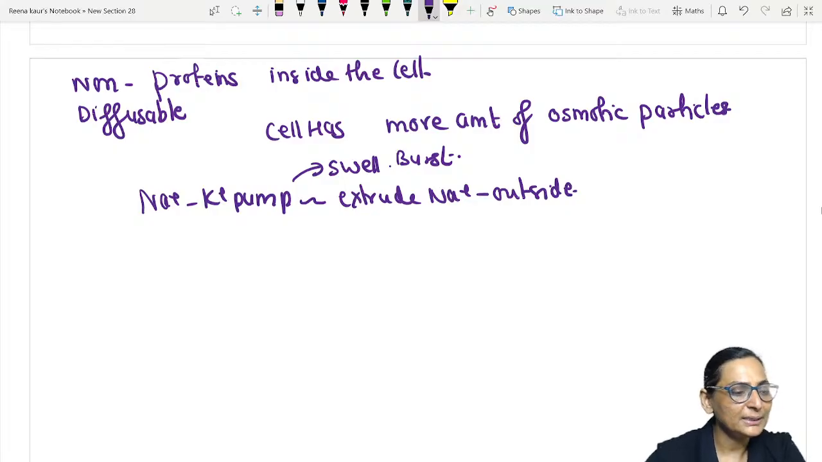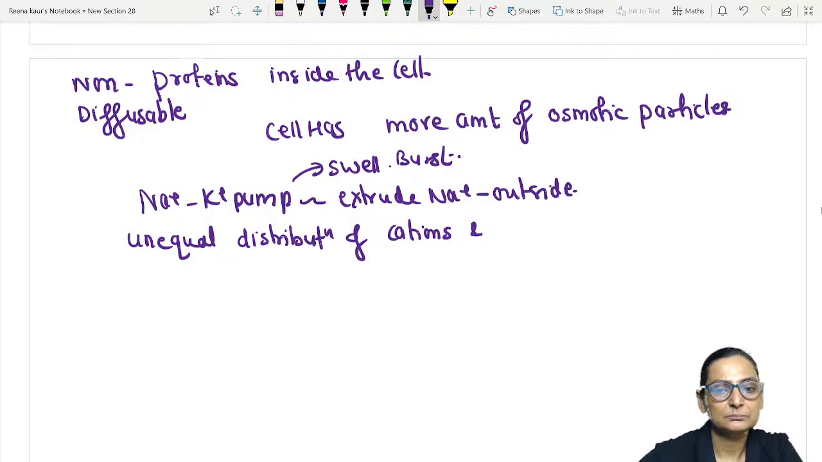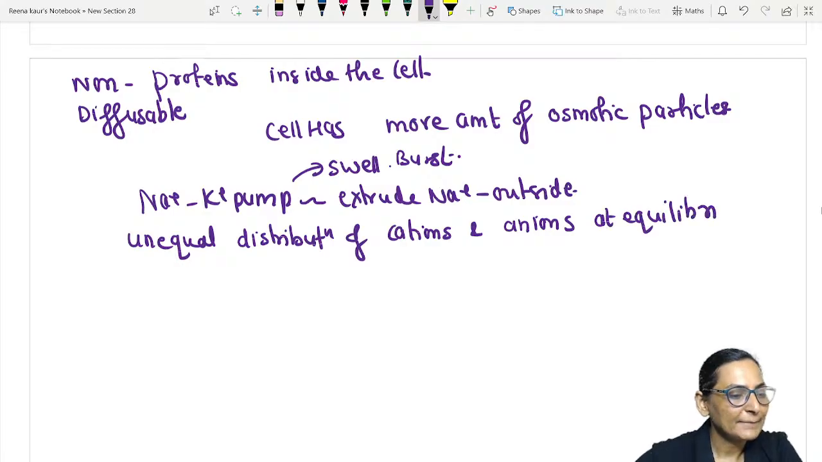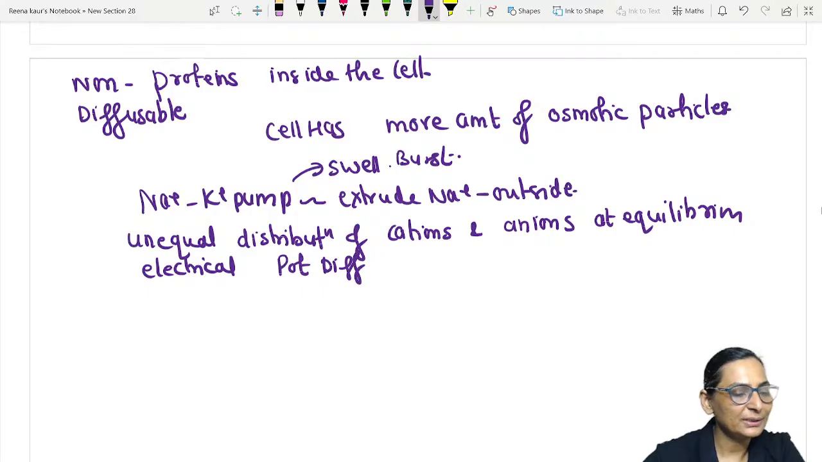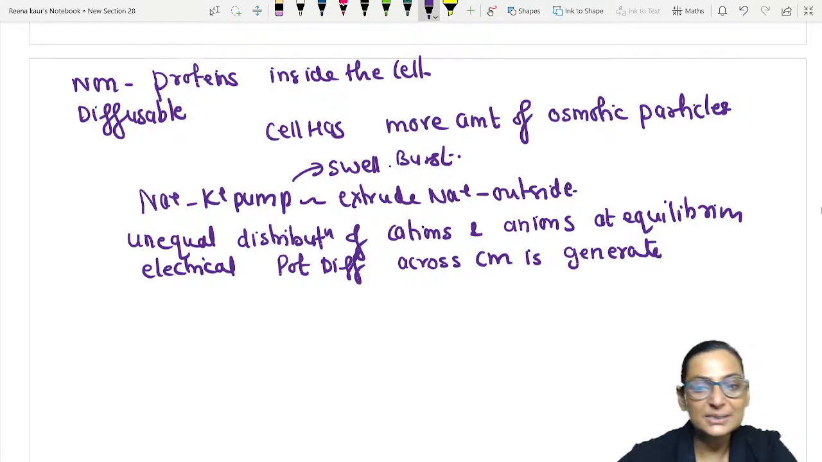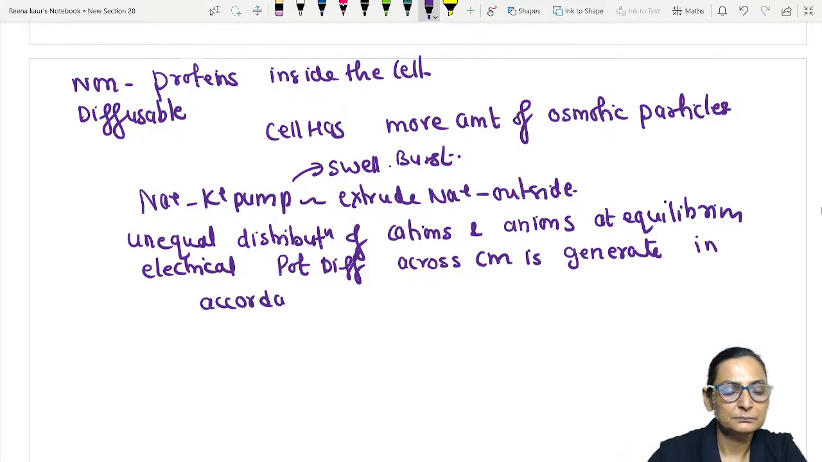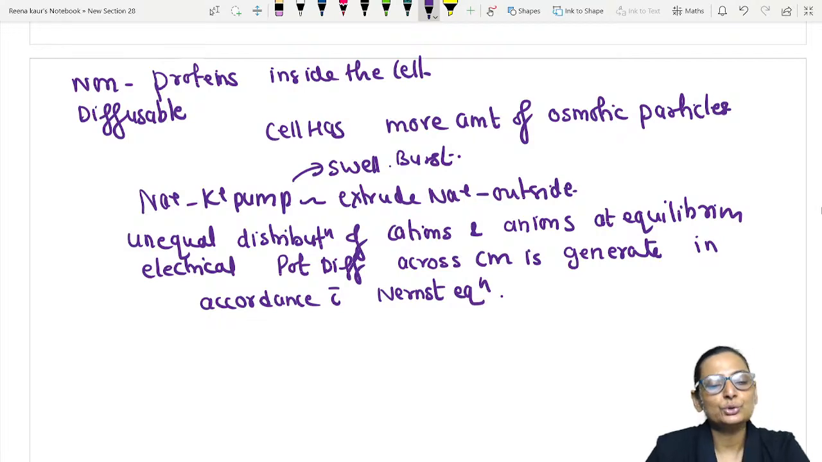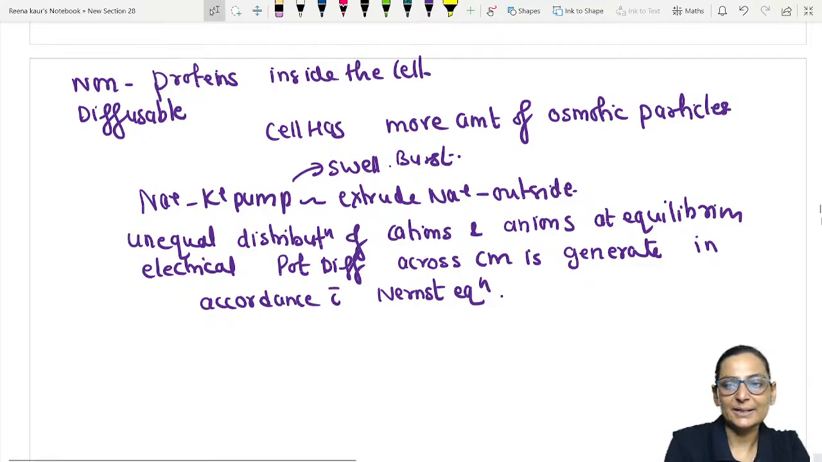Second is because of the unequal distribution. There is unequal distribution of cations and anions at equilibrium. An electrical potential difference across the cell membrane is generated in accordance with the Nernst equation. Okay, in accordance with the Nernst equation. That means some amount of contribution of the Donnan effect is there to your RMP, right? It is there to the RMP. Now next.